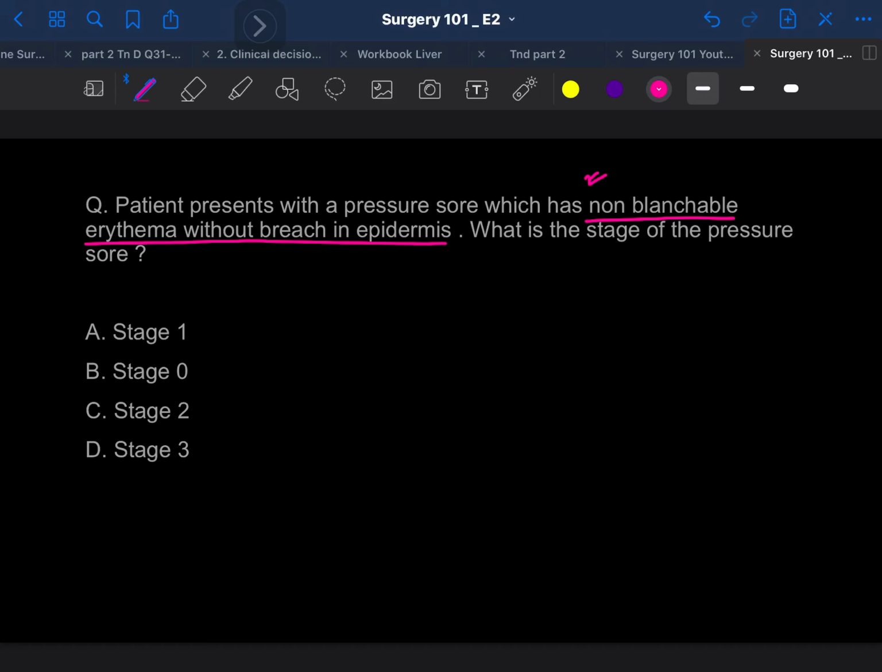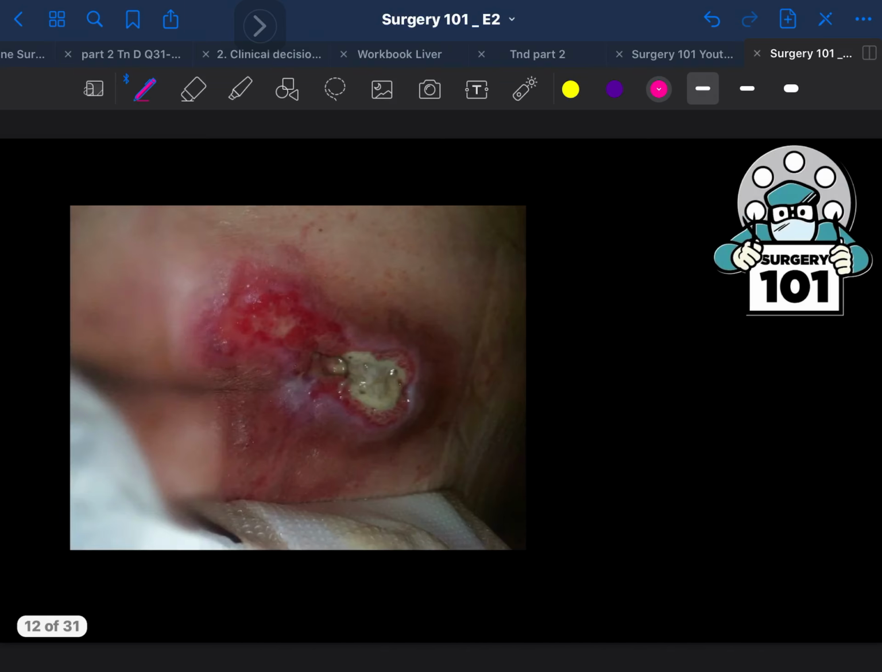So if at all there is a non-blanchable erythema without any breach in the epidermis, it is stage 1. It is a stage 1 bed sore. I hope you are able to understand this point. Now let us talk about this. This is what a bed sore looks like.